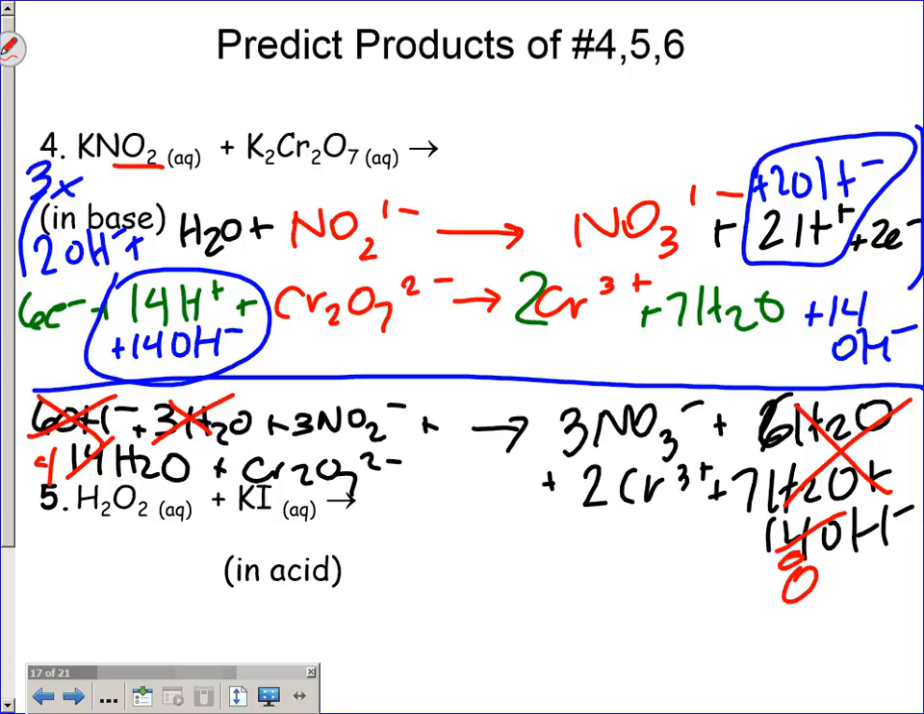All right, so for the next couple, I'm just going to show you the predictions that should have occurred because I think you're okay with balancing in acid and base. Am I assuming too much or is that okay? Okay, thank you for shaking your heads.